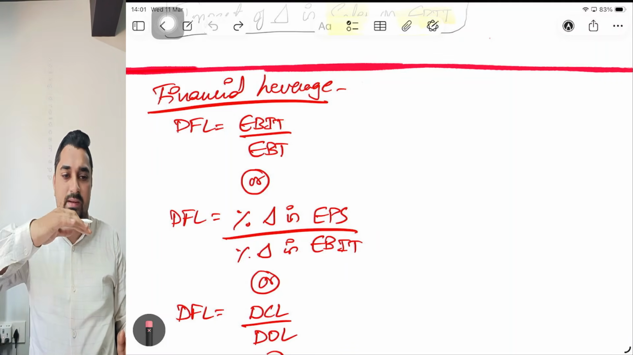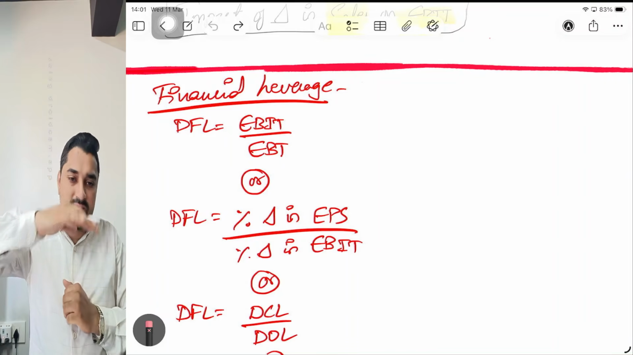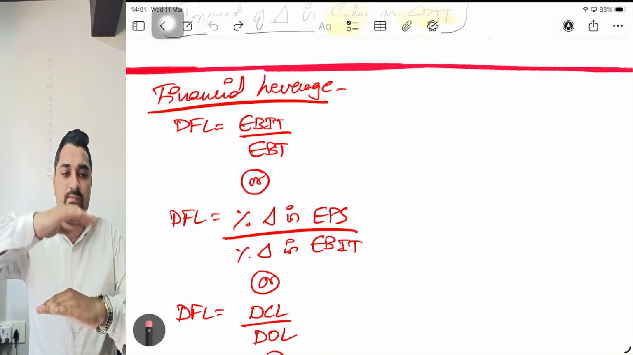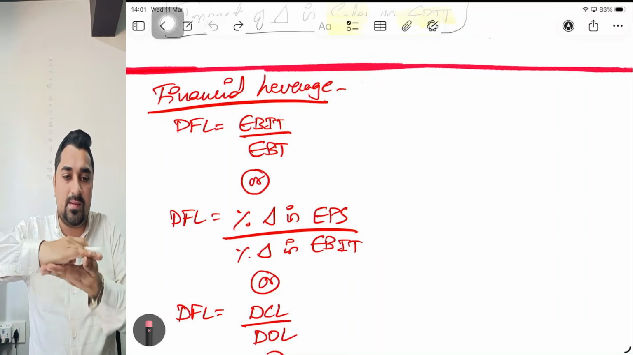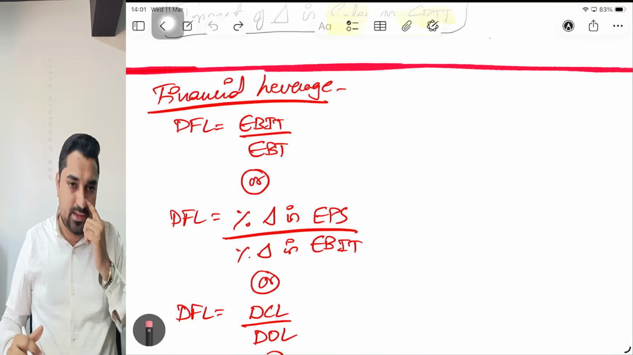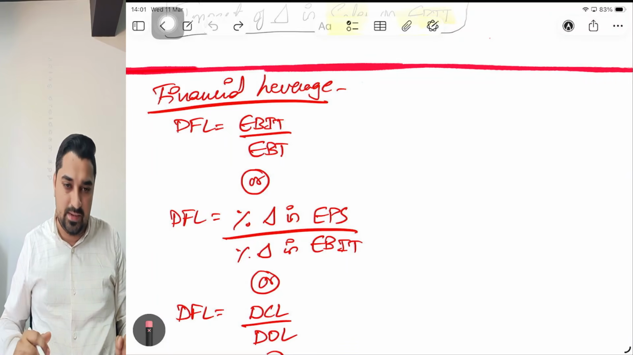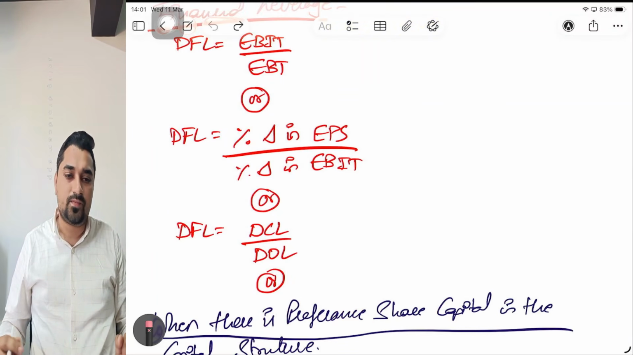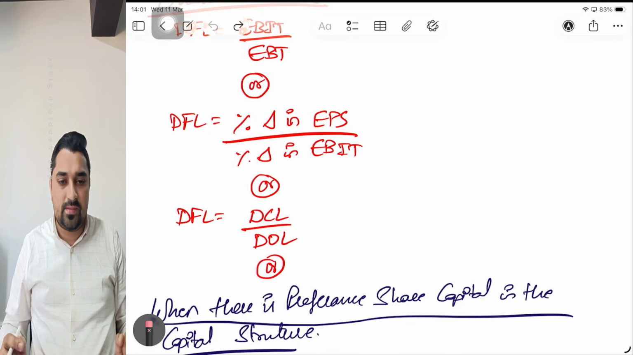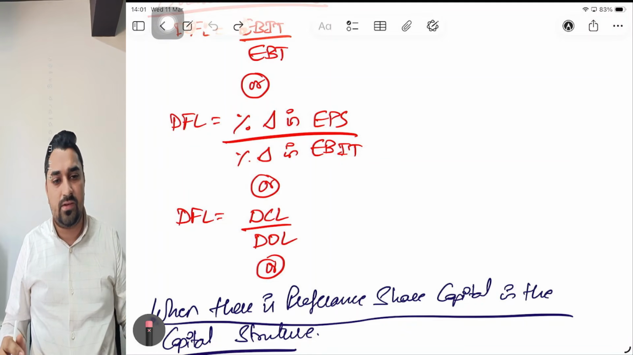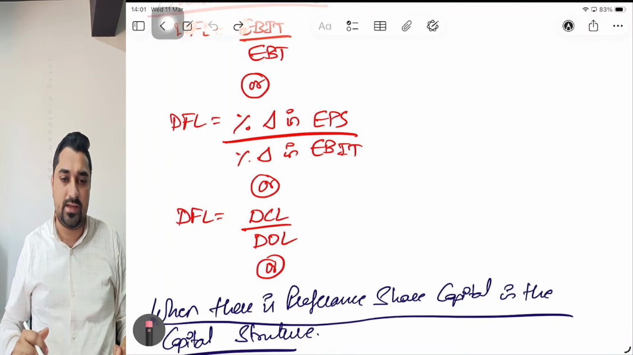So when something is dependent, it needs something. So EPS is dependent on EBIT. EPS will always come first because it is dependent. It needs some support. EBIT is independent. So DFL formula: percentage change in EPS divided by percentage change in EBIT. Coming to the third formula: degree of combined leverage divided by degree of operating leverage. This is another formula wherein you can calculate degree of financial leverage.